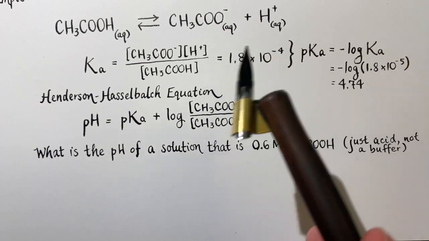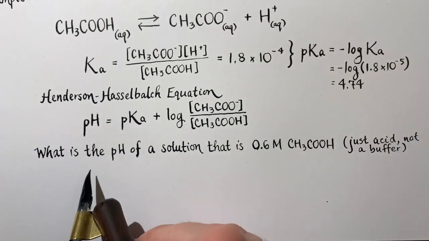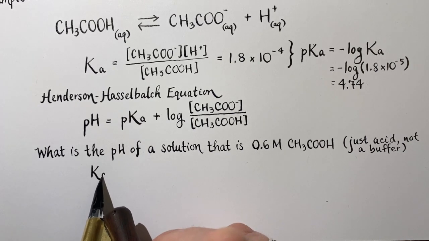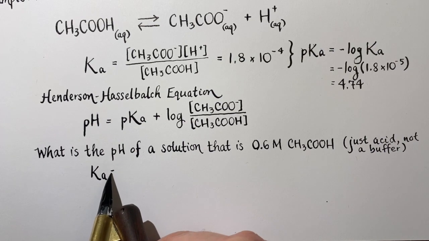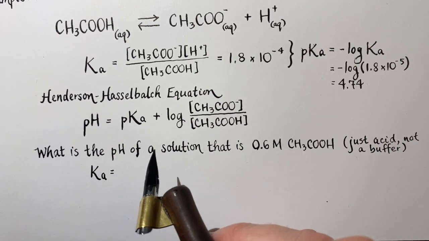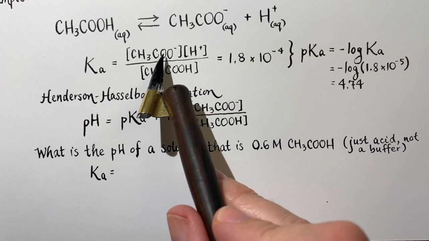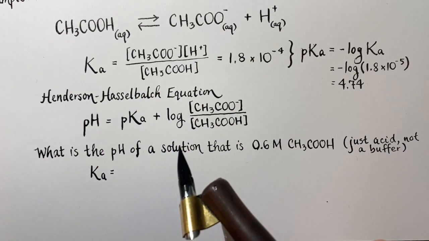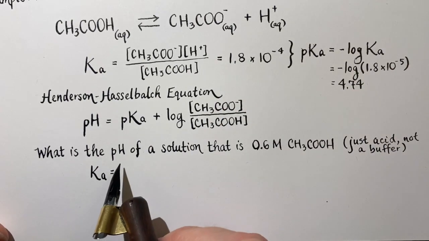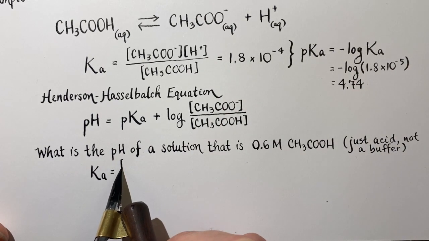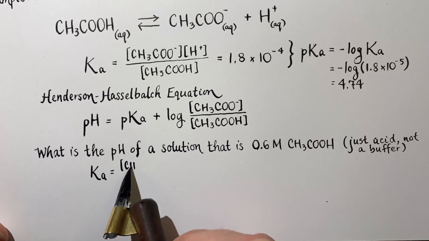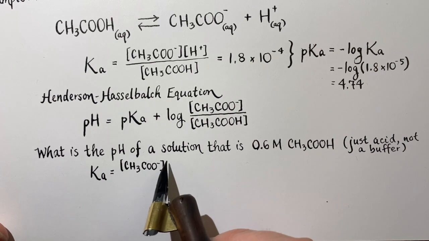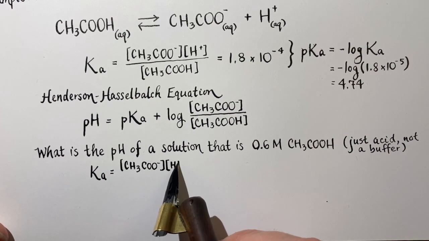Okay, so that means that we can write this Ka equation as based on what we see here. These two are equal to each other. So we could say that we've got our CH3COO times H plus.